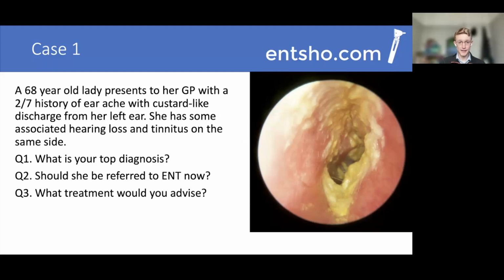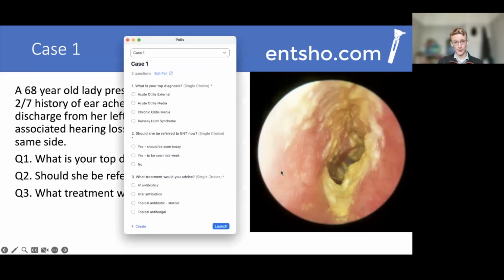So, a 68-year-old lady presents to a GP with a 2-day history of earache with custard-like discharge from her left ear. She has some associated hearing loss and tinnitus on the same side. And this is her ear that you're looking at over here. So what is your top diagnosis? Should she be referred to ENT now? And what treatment would you like to advise? Now, these are your options. And as I say, I'm going to just start a 5-second timer now. You can obviously pause it if you want a bit more time.